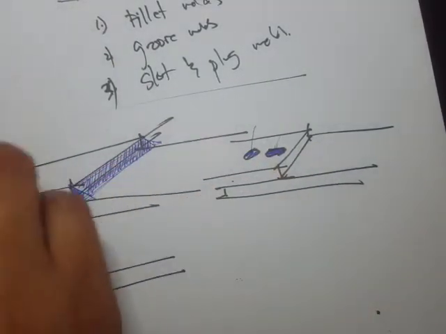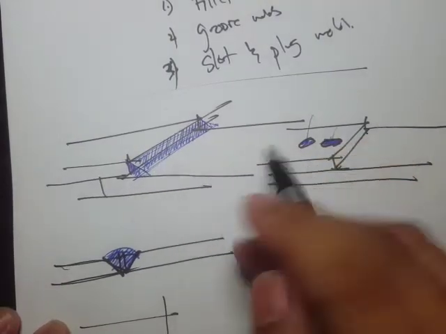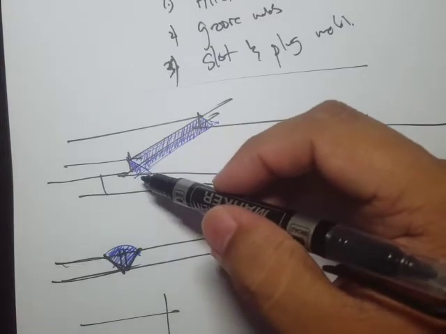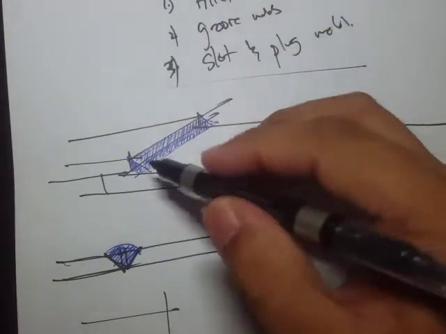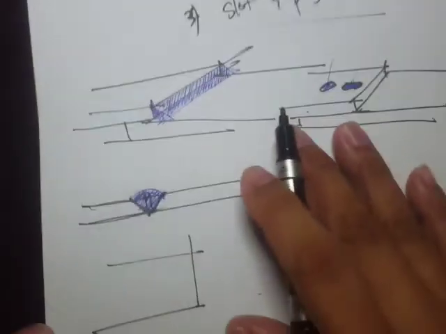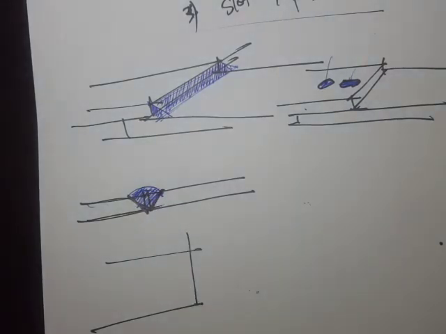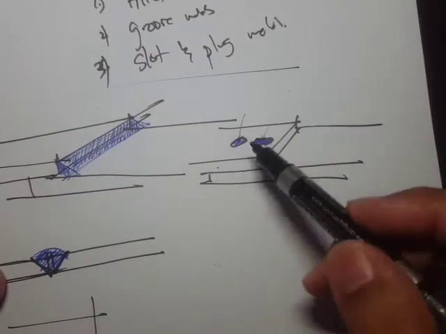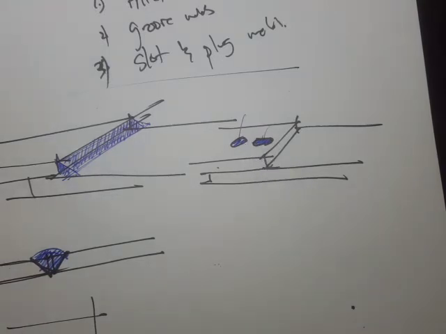Okay, so again, fillet welds is something like this triangular shape, although there are still other types of how you would do these fillet welds. But for now, let's just say that it has something like this. And for the groove welds, you're providing a groove for the welded joint. And then for this one, the slot and plug, you're just making holes or slots so that you can weld in that hole.